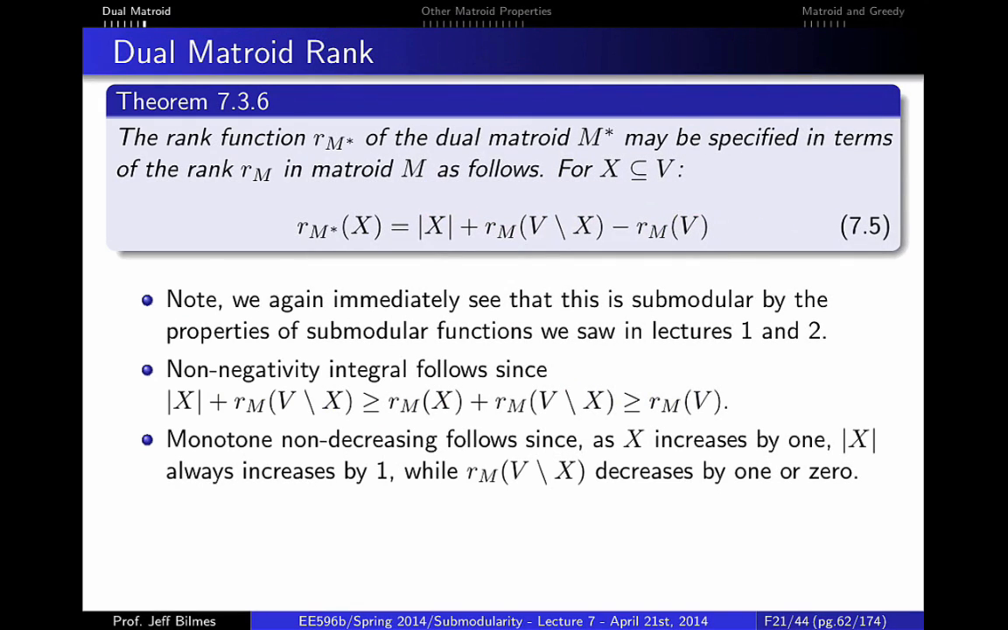The last thing we need is monotone non-decreasing, but that follows right away, because when we add an element to x in this expression, the size of x is going to increase by 1. The constant is going to stay a constant, and the rank of the complement is either going to decrease by 0 or decrease by 1. So we have monotone non-decreasing and, for that matter, unit increase, because we're either increasing by 1 or increasing by 0, depending on what happens to the rank in the primal.